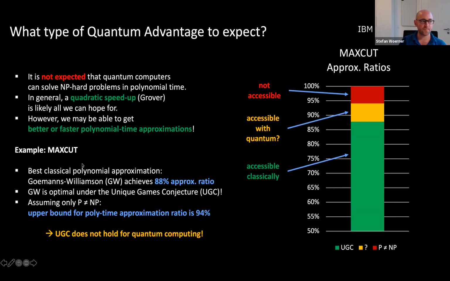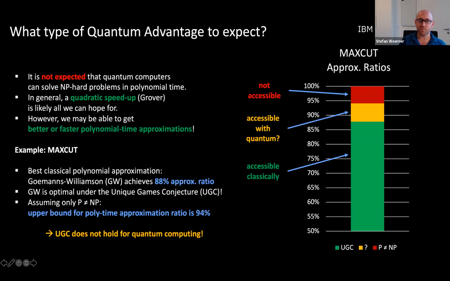So if we look at Goemans-Williamson, this provably achieves an 88% approximation ratio on average. So we achieve at least 88% of the optimum. And in complexity theory, there's the unique games conjecture. If this holds, then Goemans-Williamson is optimal. Then there cannot be a better classical approximation. And if the unique games conjecture would not hold, and if you would only assume that P is not equal to NP, then the upper bound for this approximation ratio would actually go up to 94%. So from 88 under the unique games conjecture to 94. And now it's known that for quantum computers, the unique games conjecture is false.